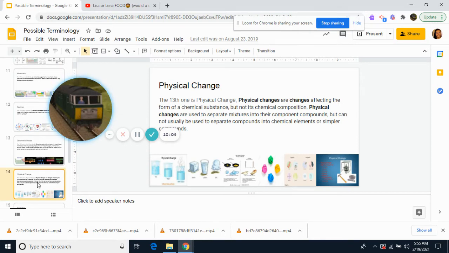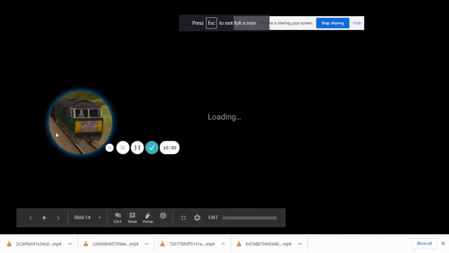All right, physical change is actually related to the boiling water, but this physical change is actually more different, which can be explained after I talk about this part.